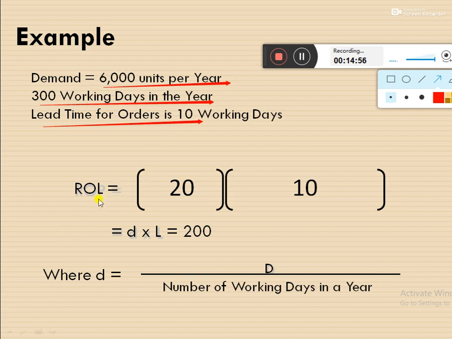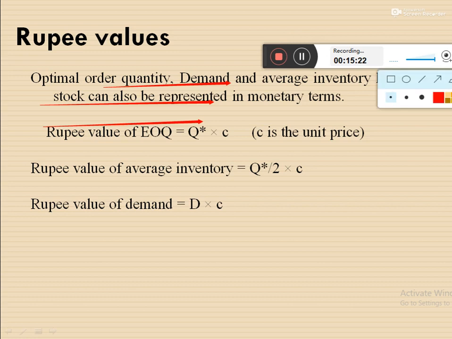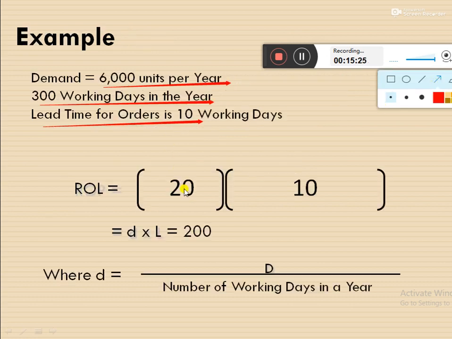In that case, reorder level would be equal to 20 into 10, where 20 denotes the D, that is daily requirement of the units. It can be calculated by using this formula, that is D divided by number of working days in a year. So 6000 divided by 300 would be equal to 20. Into 10 denotes the lead time or delivery time. So in this way we can calculate the reorder level for the classical economic order quantity model.